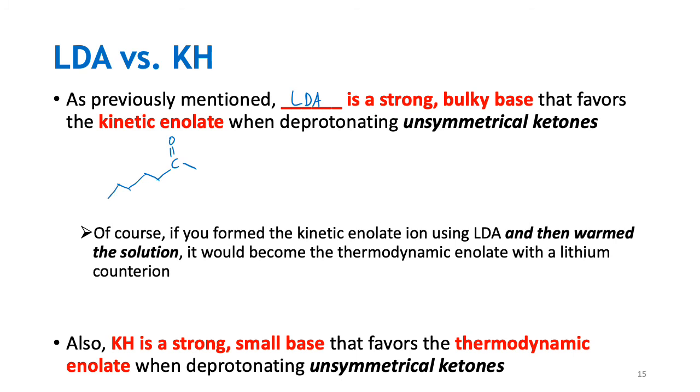Yeah, let's make it 5. And we're going to do LDA, THF, minus 78 degrees Celsius. And what you're going to form is this. And that would be your kinetic enolate, okay? It stemmed from the least substituted side, or the less hindered side. And that's going to be 100% of your product, okay?